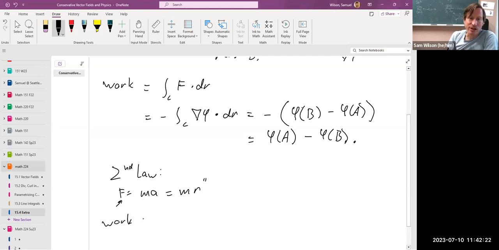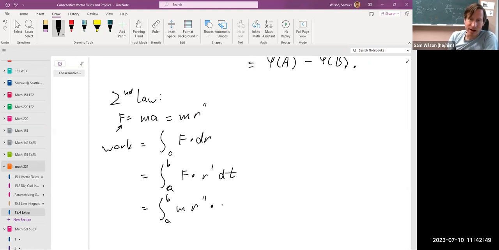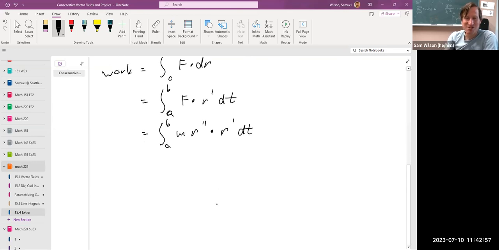So another way to express work, which is again the line integral of F dot dr, is an integral of F dot r prime dt. Sorry, I should have my t bounds here from little a to little b. Well, using Newton's second law, F is m times r double prime, and then dot r prime dt. Now, this product with one thing differentiated one more than the other, there's a nice trick you can do here.